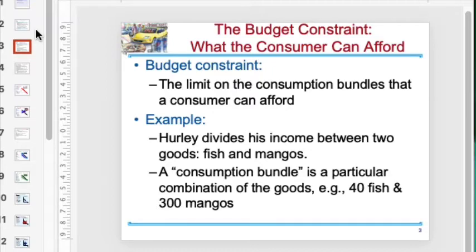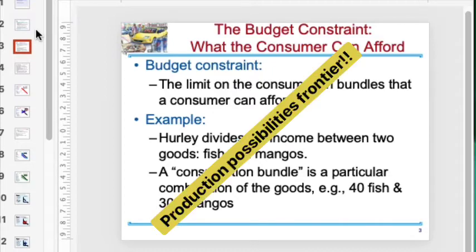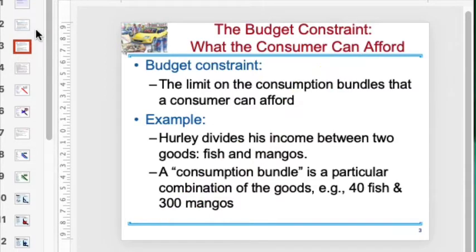So हमने production possibility frontier की बात की थी. Since now we are talking about consumer theory, this production possibility frontier is going to be very similar to that. And this budget constraint is basically the limit on the consumption bundles that a consumer can actually afford because उसकी resources limited हैं. So rather than talking about production at the moment, we're talking about consumption, and we're saying कि यार किसी consumer की income जो है वो limited है. Since उसकी income limited है, तो there is a limit to how much he can consume.